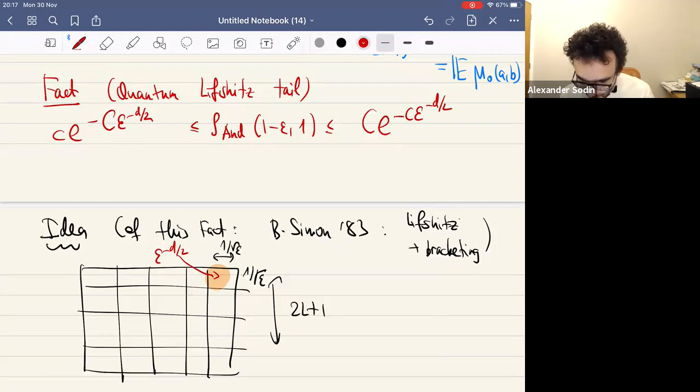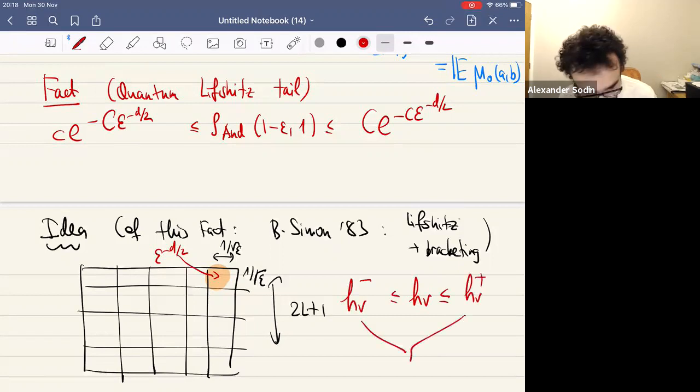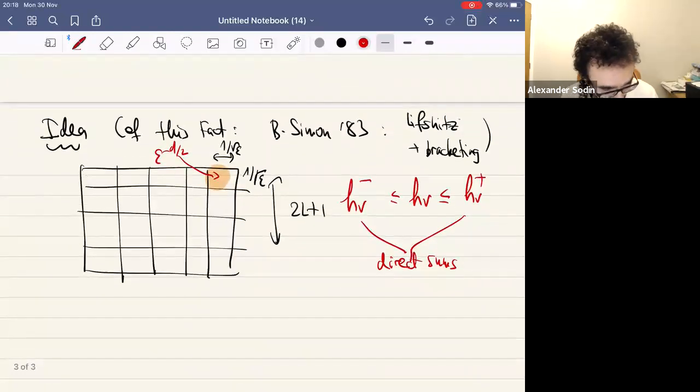So now what is the bracketing? The bracketing is a way to squeeze our operator between two operators. I'll call them H_V minus and H_V plus, both of which are direct sums of matrices living in the blocks. So both of them decouple into direct sums over blocks. This is standard, I'm not going to elaborate on this.